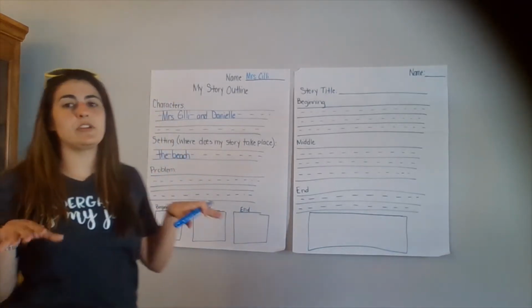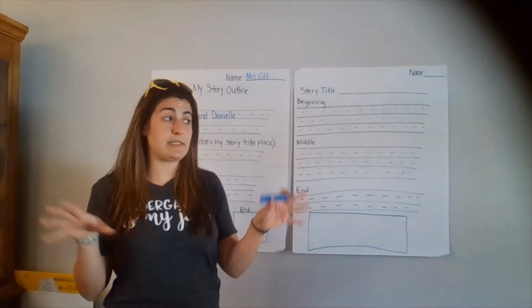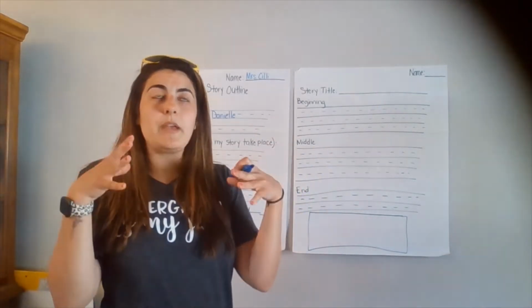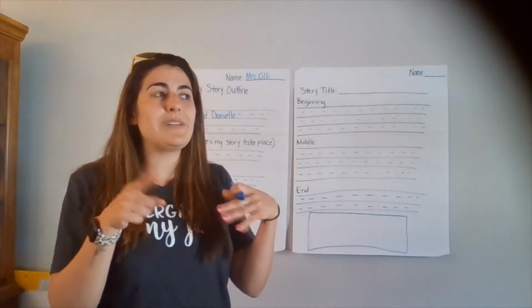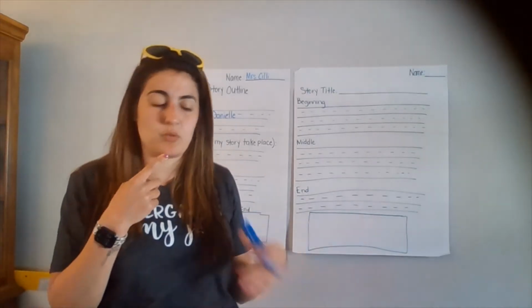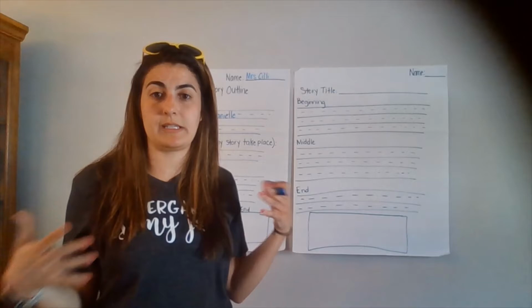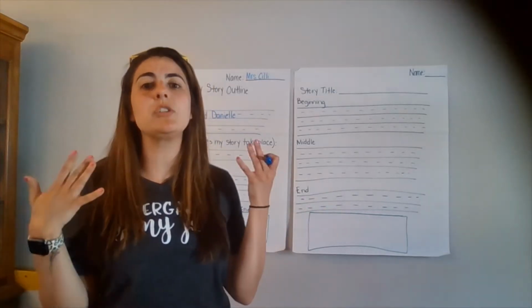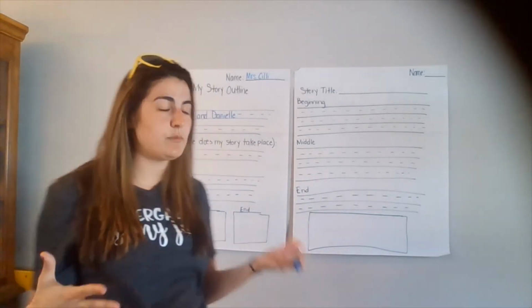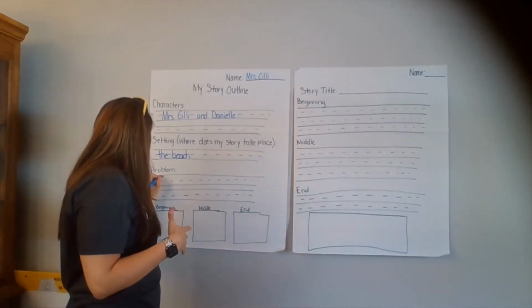Problem. So in every story, there's some type of problem. It doesn't have to be a huge problem, but we want to think about, what was kind of tricky at that day at the beach? What happened that may have been a problem that you quickly solved? Well, I know a problem. It was so hot that day. It was so hot.